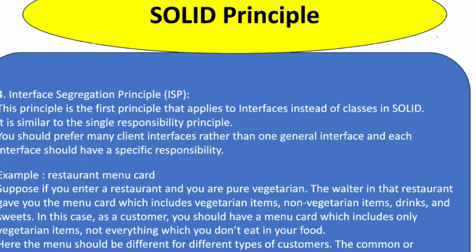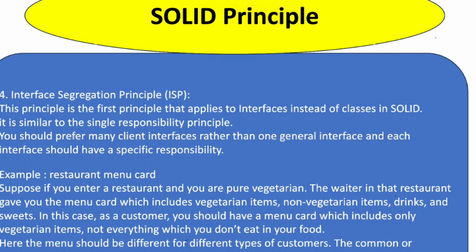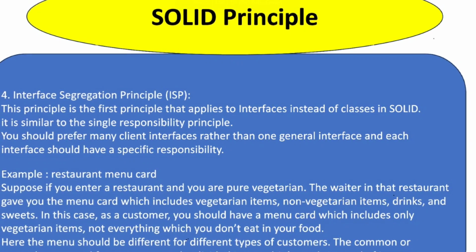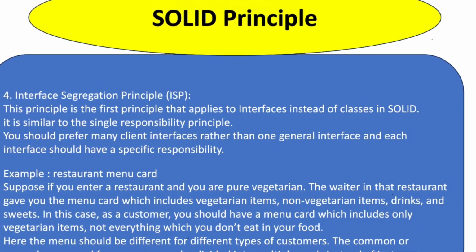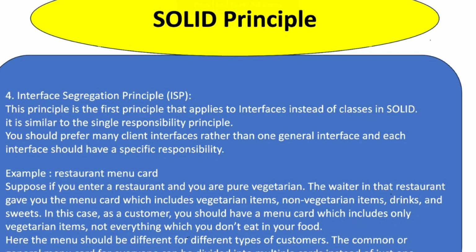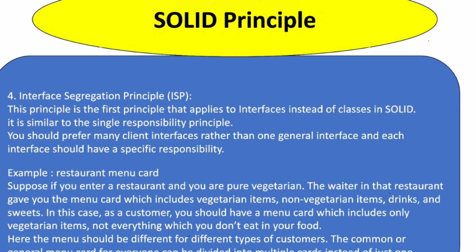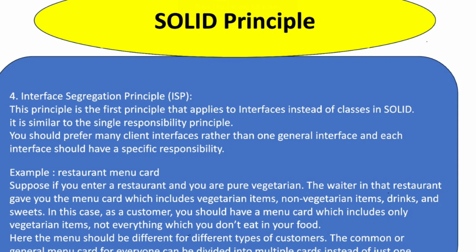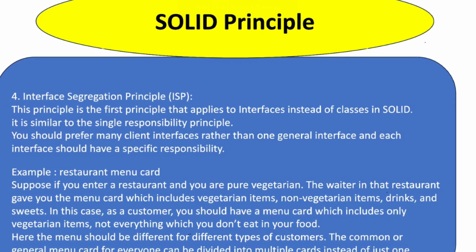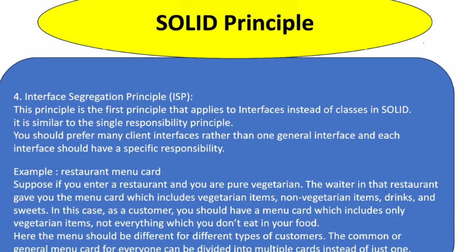4. Interface Segregation Principle, ISP. This principle is the first principle that applies to interfaces instead of classes in SOLID. It is similar to the Single Responsibility Principle. You should prefer many client interfaces rather than one general interface, and each interface should have a specific responsibility.